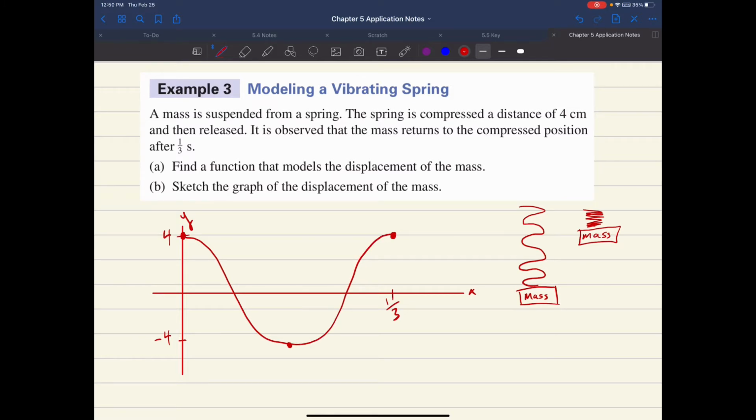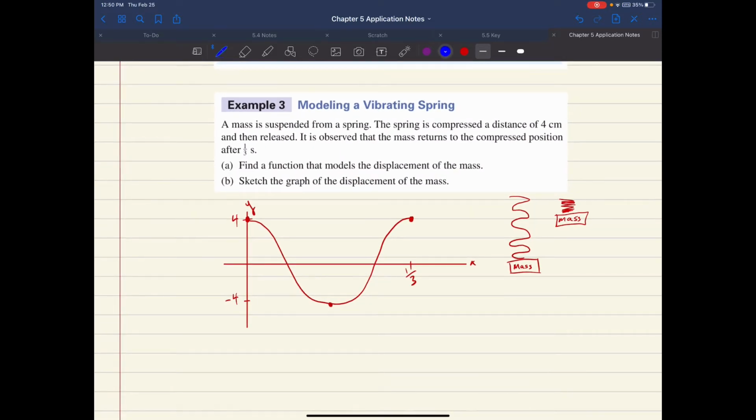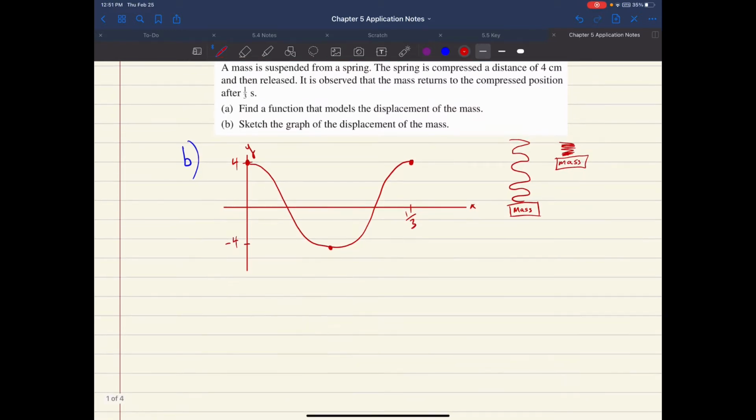And so this would be the B part. We have what looks like a cosine graph. If you look at that, I've drawn a cosine graph, so now we already have a bunch of parts here. Now let's find the function based on what we drew. We don't need to create more numbers on the axis or anything. Let's do A.